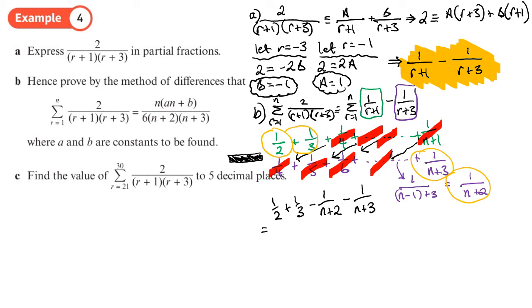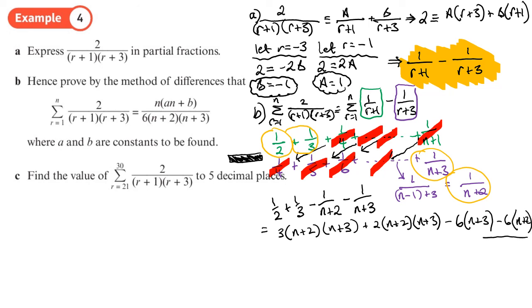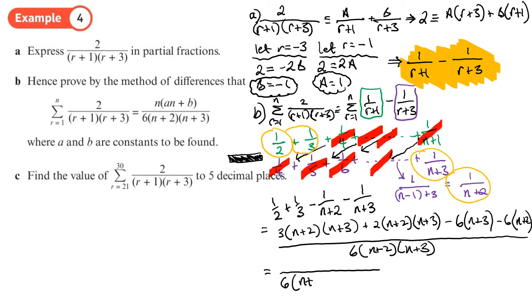So the first fraction is going to get multiplied top and bottom by 3 and n plus 2 and n plus 3. The second fraction is going to get multiplied by 2, top and bottom, n plus 2 and n plus 3. The third fraction is going to get multiplied by 2 and 3, so 6 and n plus 3. And the last fraction is going to get multiplied by 6 and n plus 2. So that they are all over a common denominator of 6, n plus 2, n plus 3. So the last step is now just tidying up the bottom, tidying up the top. You can see the bottom matches up.